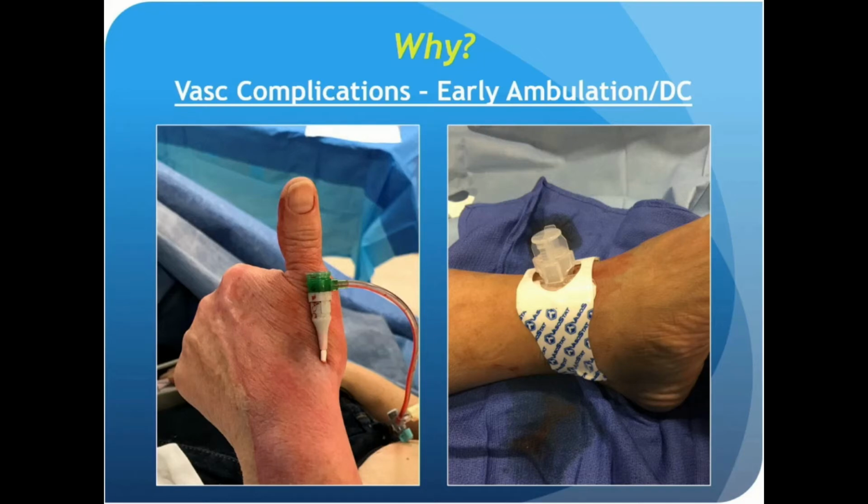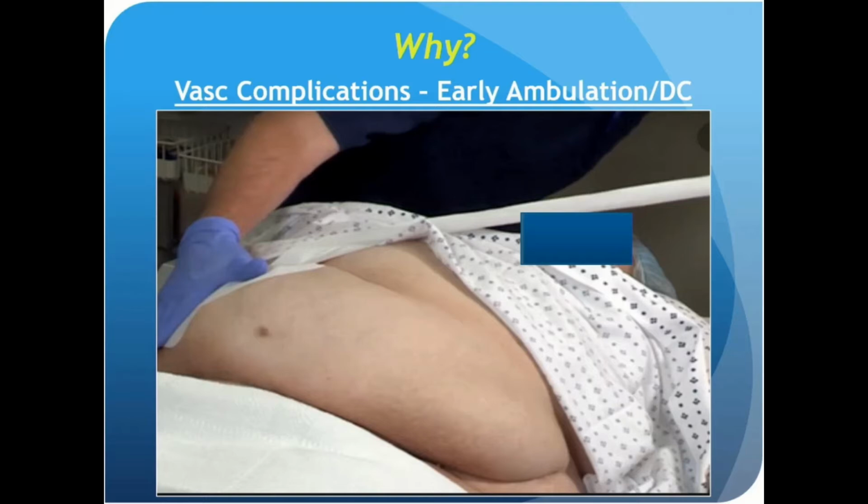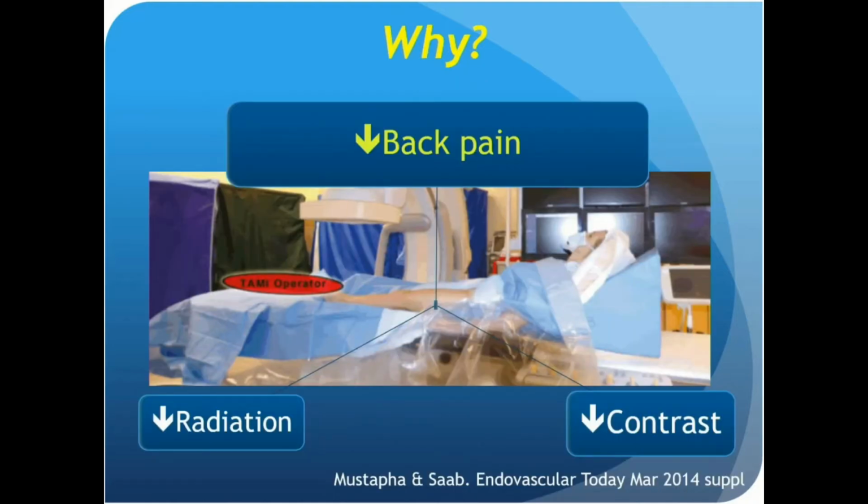Of course, there are also patient benefits with alternative access: much fewer complications and early discharge within 1 to 2 hours if you consider radial and pedal access sites, instead of the large groins that we have to deal with, which predispose to a lot more procedural morbidity.